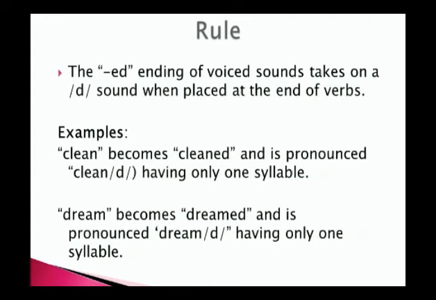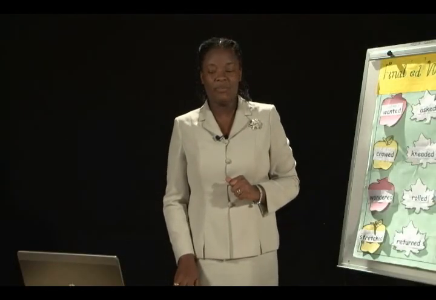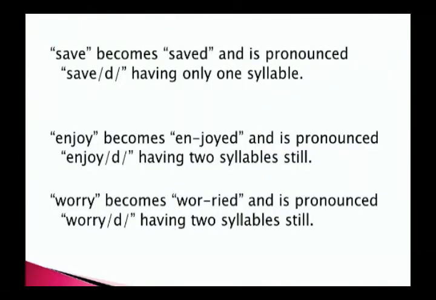The next example, the verb dream becomes the past tense verb dreamed, and is pronounced dreamed, having only one syllable. A few other examples. The verb save becomes saved, and is pronounced saved, having only one syllable.